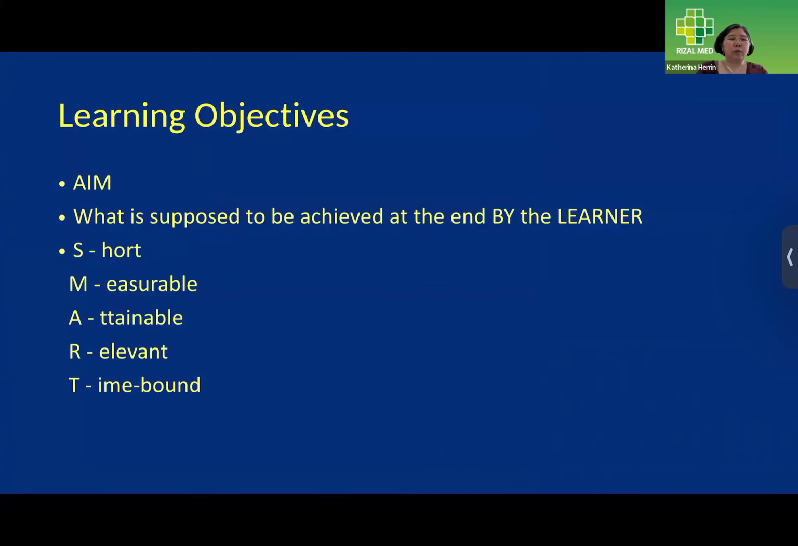Now, in order for us to come up with good questions, we first need to create the appropriate learning objectives or outcomes and the test blueprint or table of specifications, since our questions will be anchored on those. The learning objectives are the aims or the end point of the instruction. What is supposed to be achieved by the learner at the end of the instruction. A shortened criteria is called SMART, which stands for short, measurable, attainable, relevant, and time-bound.